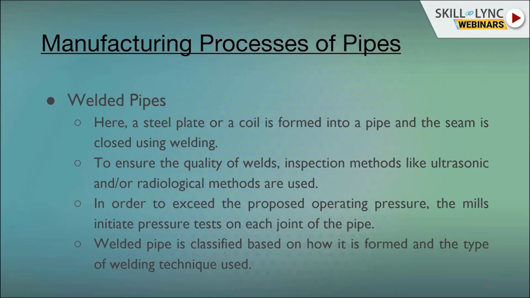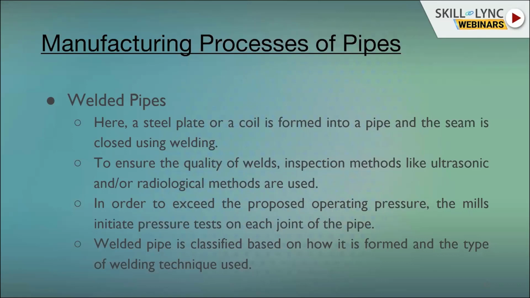To ensure the quality of the weld, inspection methods like ultrasonic testing and radiological methods are used. These are basically non-destructive testing methods used for inspecting the quality of welds. Non-destructive means we do not damage the material, and we do the quality assurance of a particular product through ultrasonic and radiological methods.